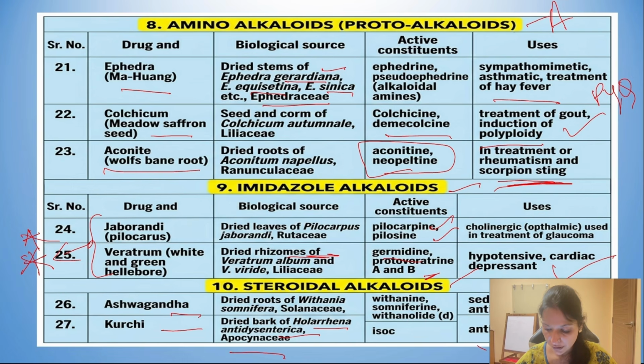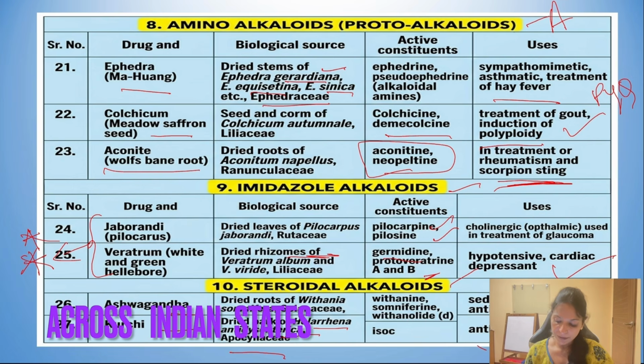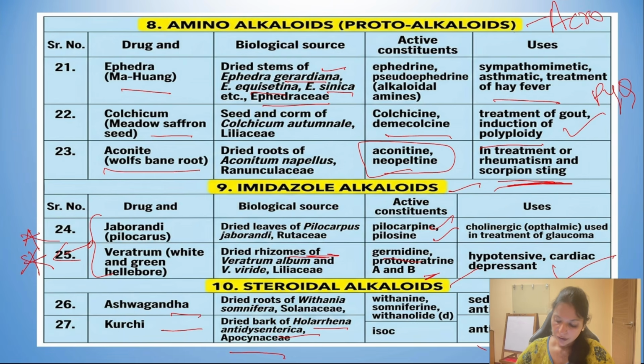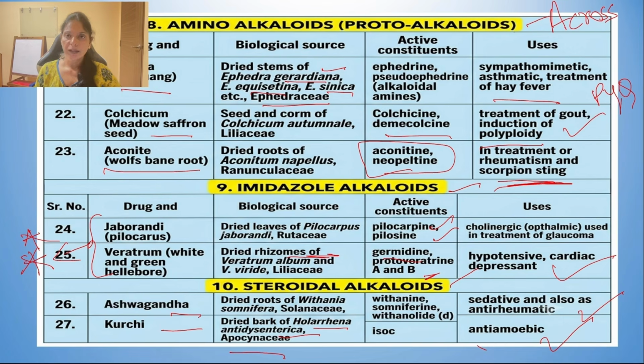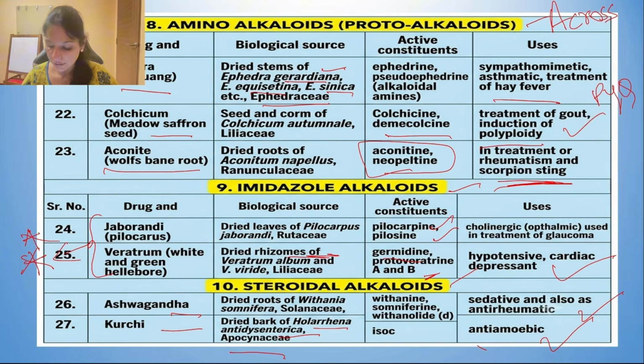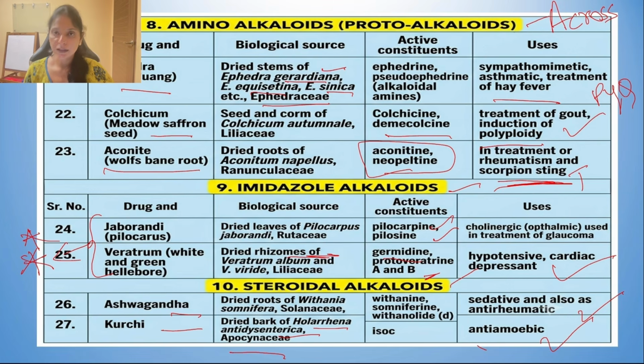So "I travel quickly in purple pajamas quietly across India." Because we come across two Q's here, and quietly across. Another I here will be imidazole, means Indian states. Okay, so this is the memory hack you can remember: I travel quickly across in purple pajamas across Indian states. So these will be our 10 classes of the chemical classification of alkaloids along with the memory hack.